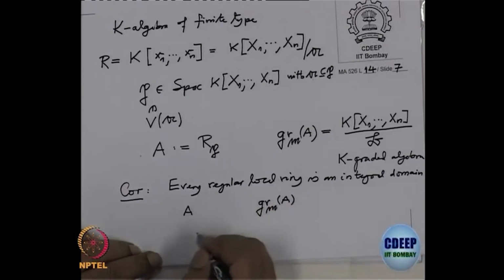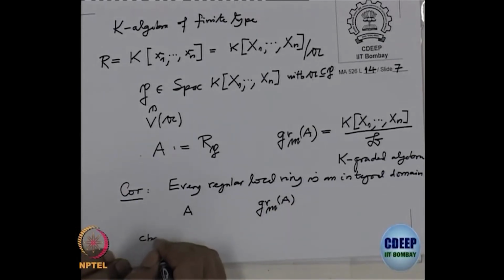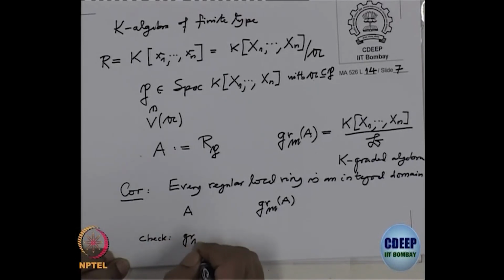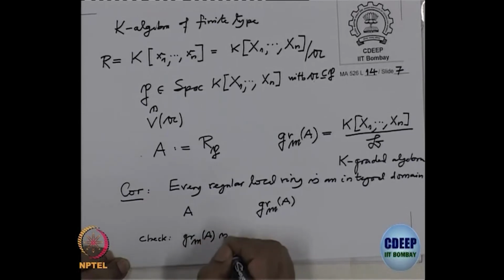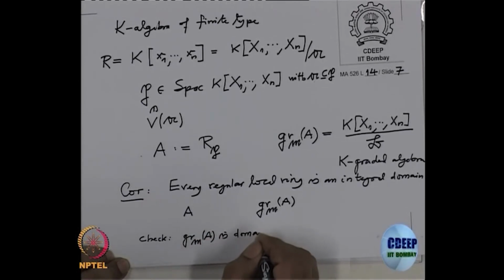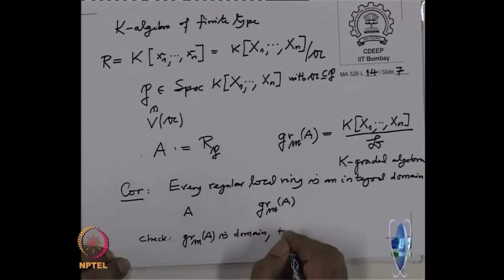So, I will leave it for you to check this easy fact. If GRMA is a domain, then A is a domain.